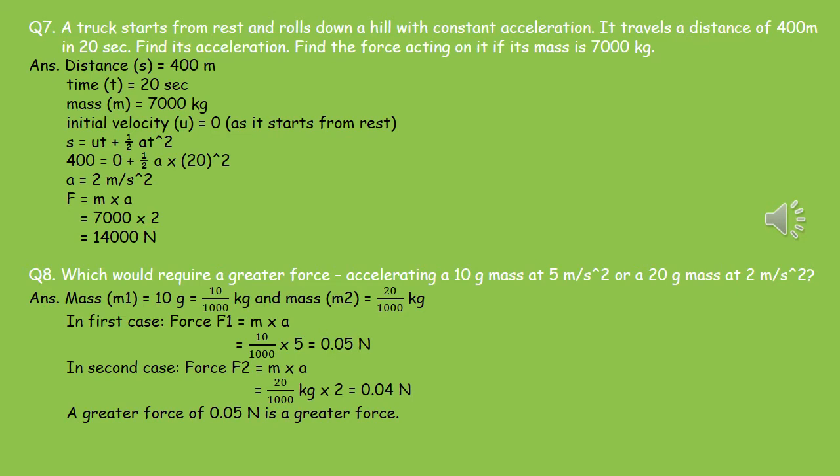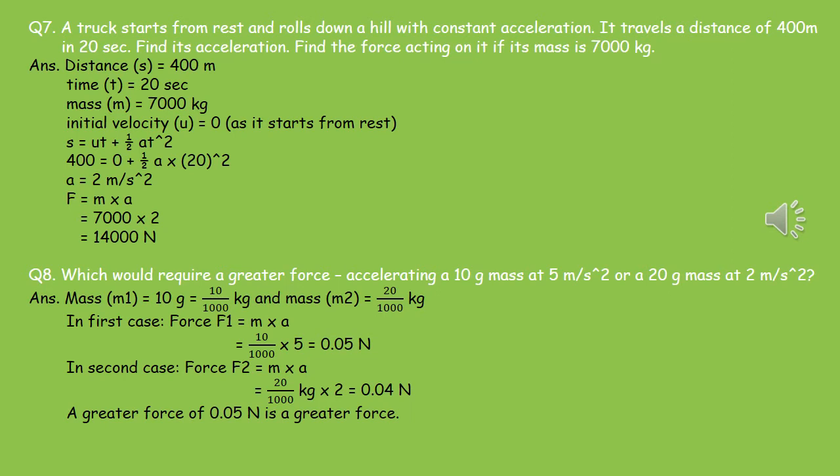So S is equal to ut plus half at square. 400 is the distance, so we replace S with 400, equal to 0 because u is equal to 0, plus half into a into 20 square. By calculating, we get the value of a, that means acceleration is equal to 2 meter per second square. Now we move to the mathematical expression of Newton's second law, that is force is equal to mass into acceleration. Mass is 7000 and acceleration is 2. That gives us the force equal to 14,000 Newton.